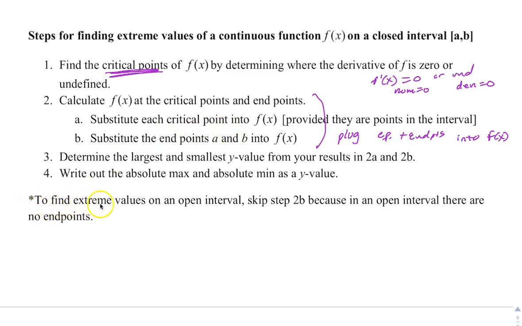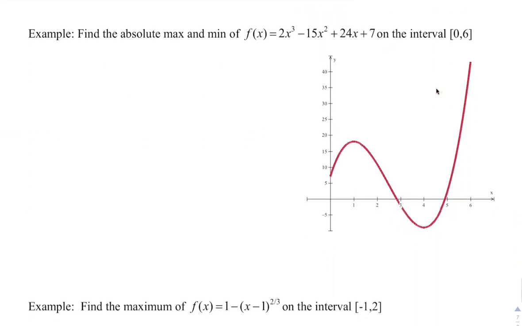One side note, if it's on an open interval, say we're like, hey, (a, b), what does that mean? You could skip endpoints because it doesn't have any. Just find critical points. If it's on an open interval, you don't have endpoints, so you just find the critical points. If it's on a closed interval, it's critical points plus endpoints. Okay, let's do a few examples real quick.